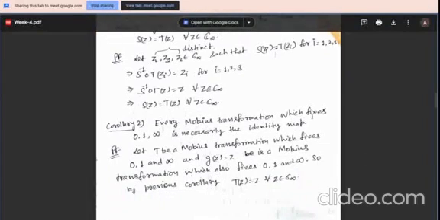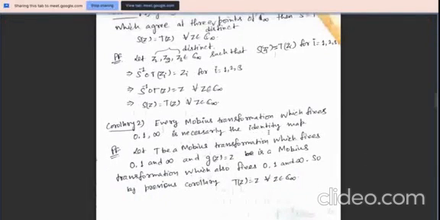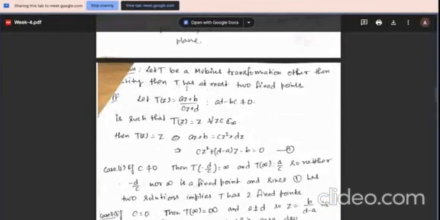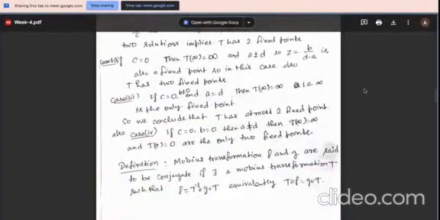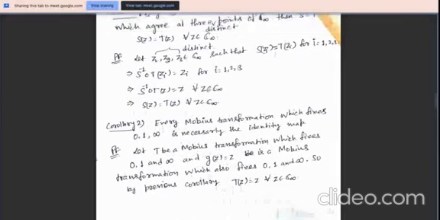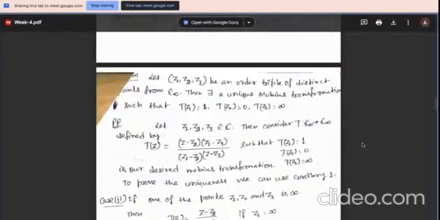Every Mobius transformation which fixes 0, 1 and infinity is necessarily the identity map. Again, a Mobius transformation can have at most two fixed points, and this one is fixing 0, 1 and infinity. So T is a Mobius transformation which fixes 0, 1 and infinity, so it has to be the identity map only, because the identity map fixes 0, 1 and infinity. Okay, let us look at the next problem.